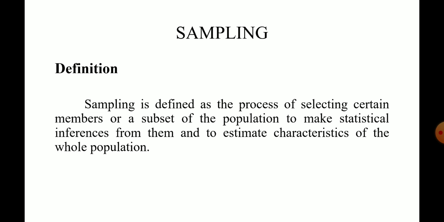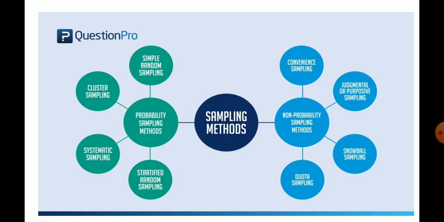So appropriately, we have to collect the samples according to the type of research so that it may yield accurate results. Now we are going to see the different types of sampling methods one by one. The two main types of sampling methods are probability sampling method and non-probability sampling method. We will see everything in detail one by one.